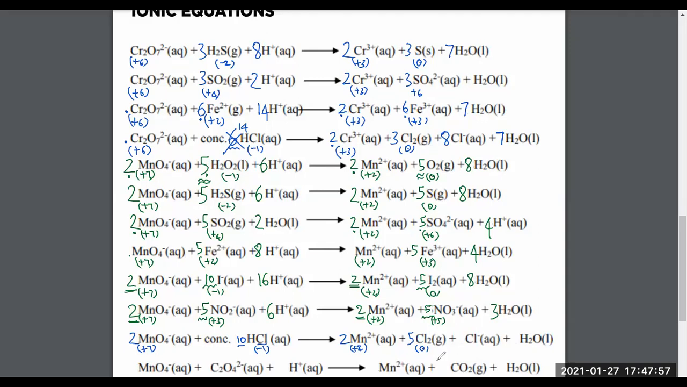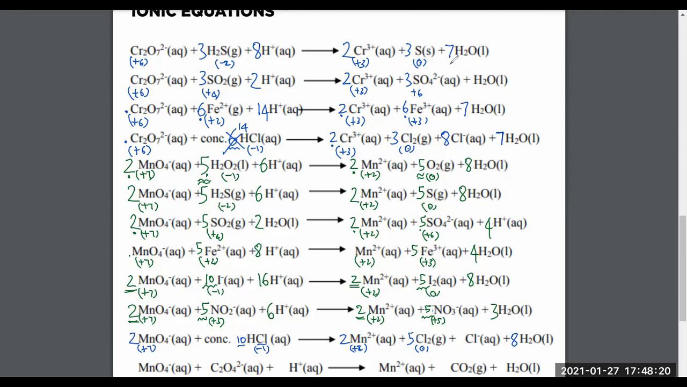And then to balance oxygen, I have oxygen in MnO4 minus and I have oxygen in water. That's all. I have 8 oxygen here. To balance that, I will put 8 here. Right, done. 8 water actually. 16 hydrogen atoms are there on the right side, but I have only 10 here on the left side.